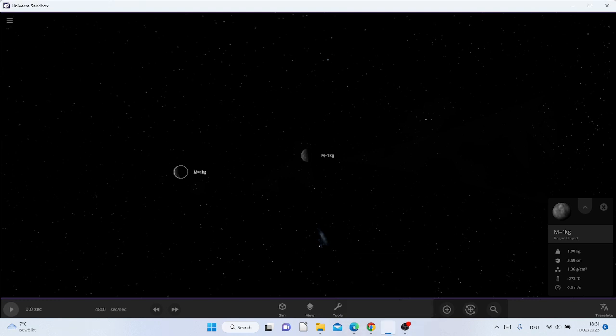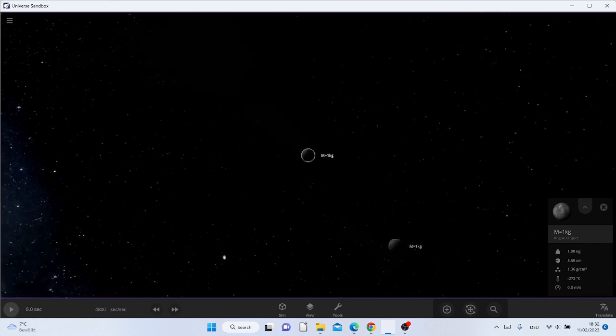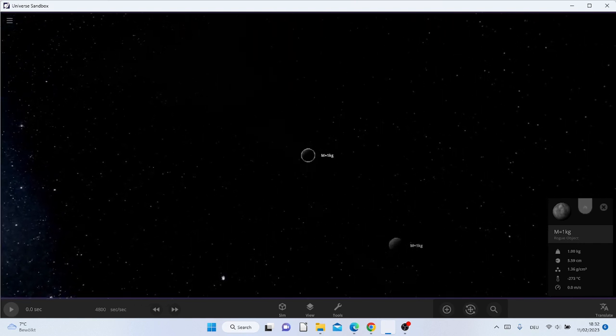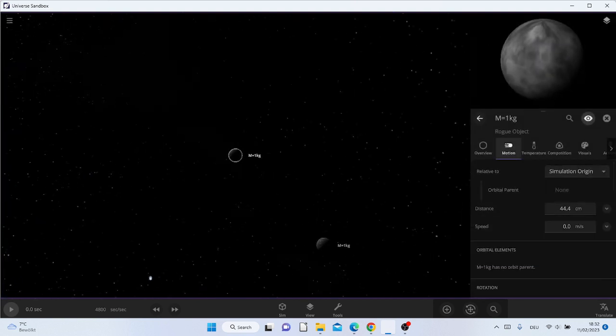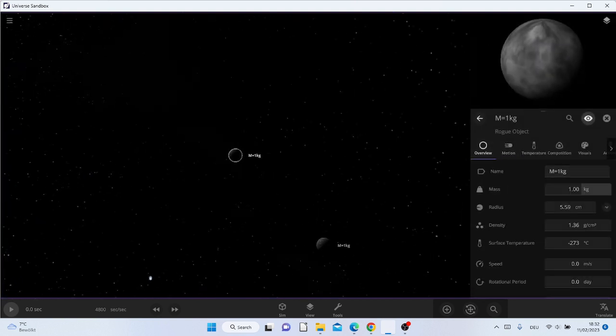Hi everyone. In this video I'm going to show you how you can constrain the value of the gravitational constant G via a Universe Sandbox 2 simulation. You can see the setup over here: there is a mass of 1 kilogram, and this is also a mass of 1 kilogram.